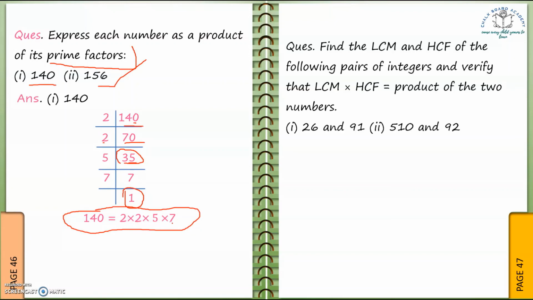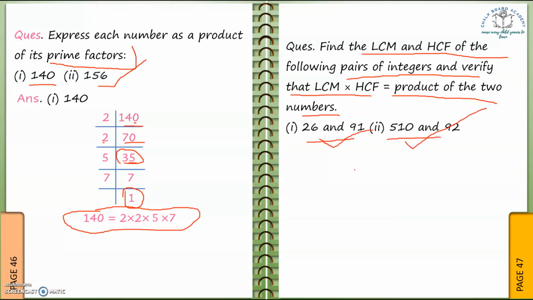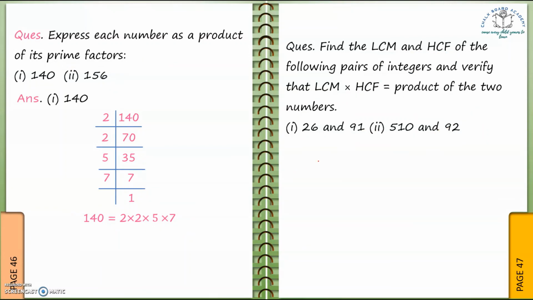Moving forward, another question. Find the LCM and HCF of the following pairs of integers and verify that LCM into HCF is equal to the product of the two numbers. Again here I have taken two examples, two parts of this question, and I will be doing the first part and you will be commenting the answer for the second part. No need to prove there, just find out the LCM and HCF there. So let's begin with part 1 of this question, that is 26 and 91.